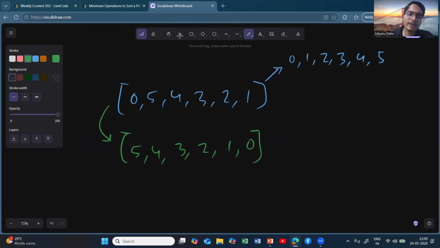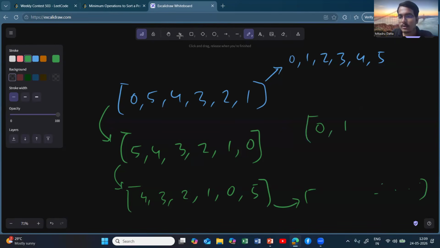Then again you rotate left another time. So what will you get? 4, 3, 2, 1, 0, 5. Then again you rotate left another time, and you go on. Nowhere will you get this 1, 2, 3, 4. Why does this happen? Because you are only using the rotation operation and you are not using any reverse.